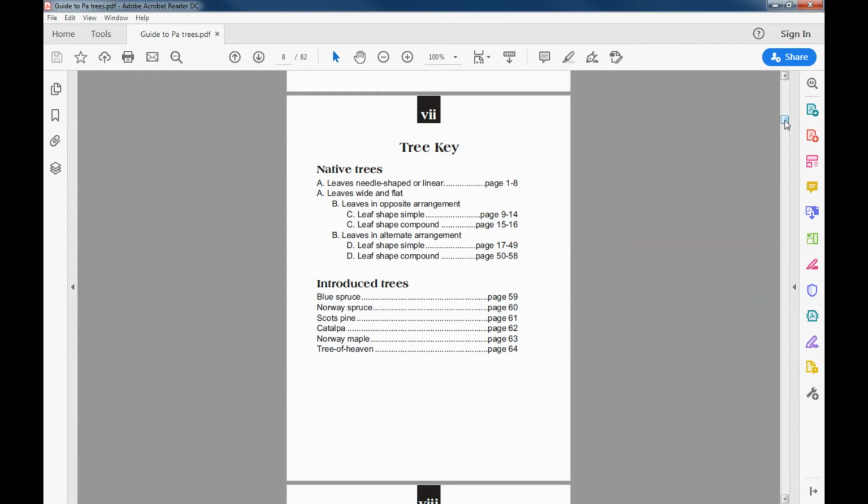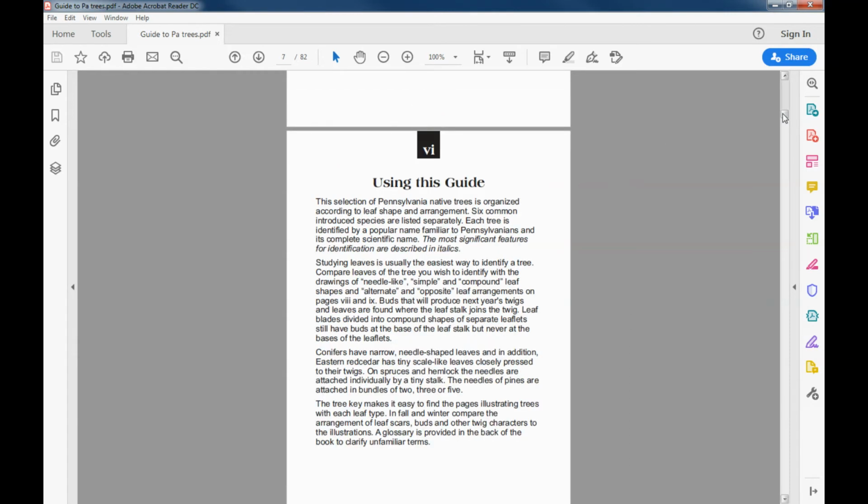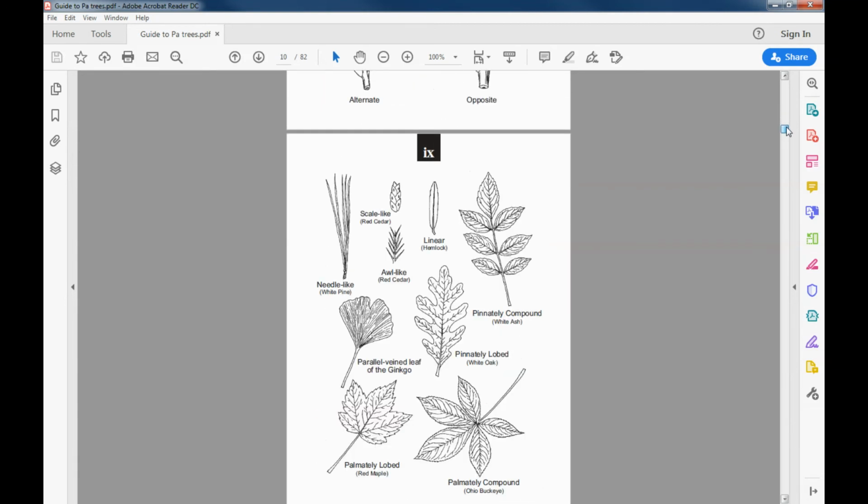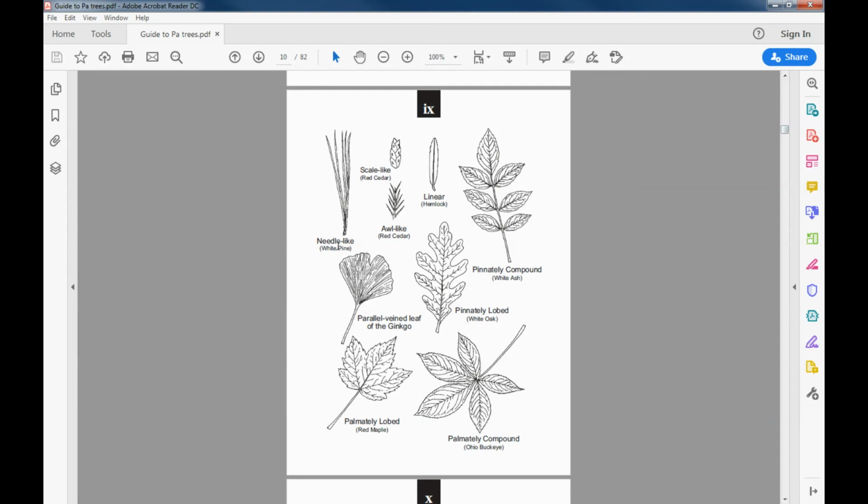What I want to do today is just get you familiar with using this key to identify trees. So to start us off, if we look at this tree key, the first thing we need to find out is are the needles or the leaves needle shaped or linear, or are they wide and flat? Well, how do we know what exactly that's talking about? As you scroll down through, these 4, the white pine, the red cedar, the hemlock, and the red cedar, are either needle-like or linear. So these would be the ones you're looking at that are needle-like or linear.